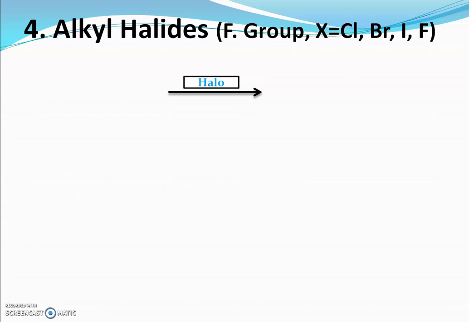In alkyl halides, the functional group is the halogen group, which is indicated by X, and this X may be chlorine, bromine, iodine or fluorine, because these are the four members of the halogen family.